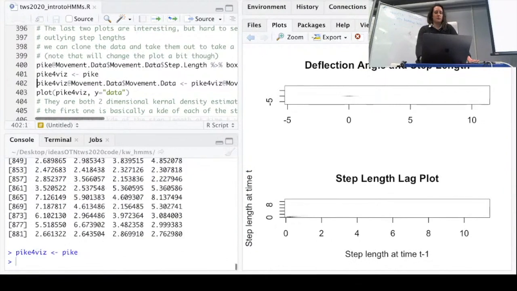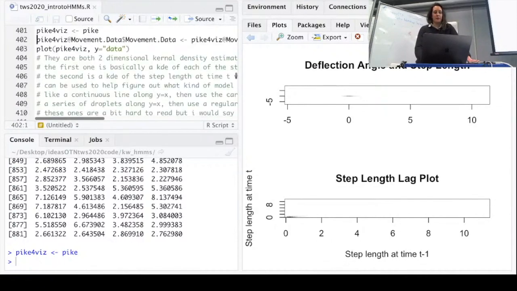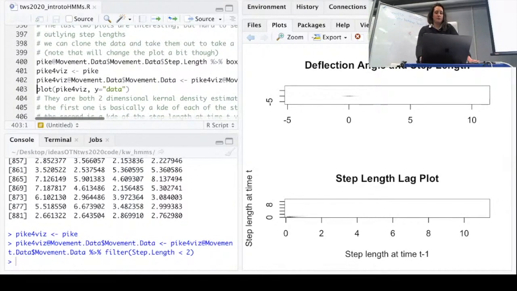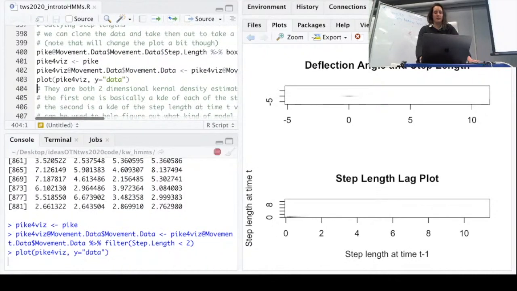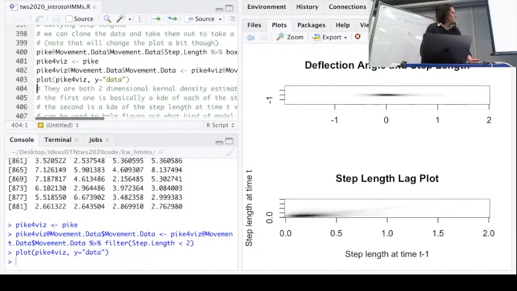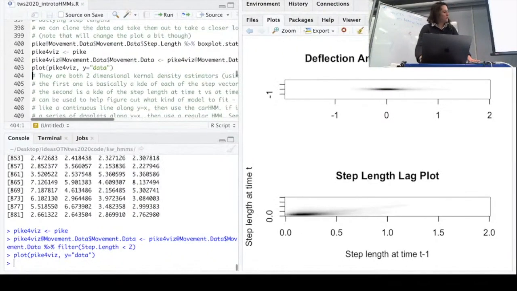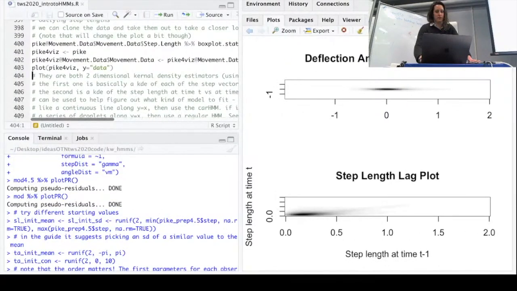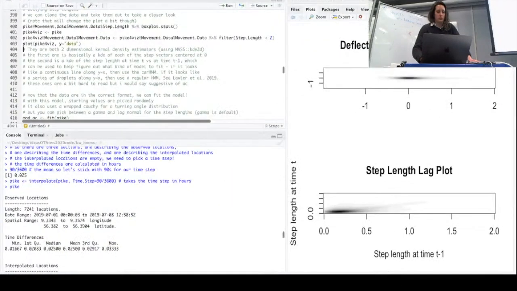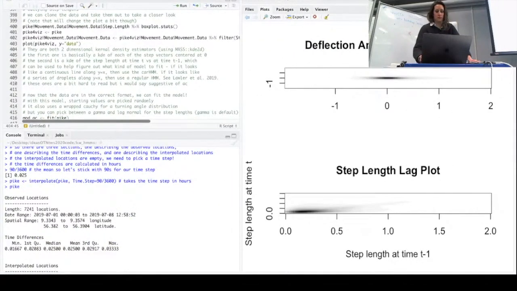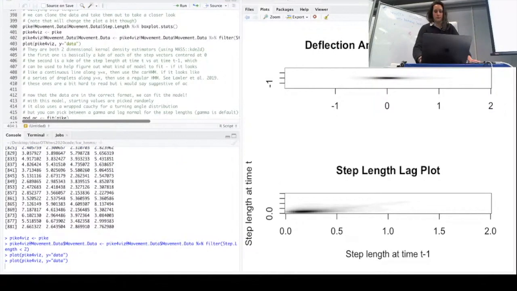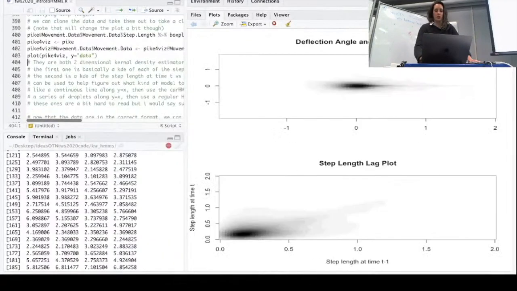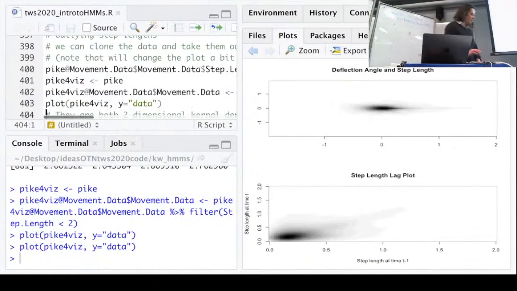So I just clone the data real quick, and then filter them out, taking anything that's less than 2, just so that I can get a zoomed-in picture of the plot and show you guys. And still, once you get the plot, it doesn't really work. Hang on. Oh, there it is. Okay, so these plots here.